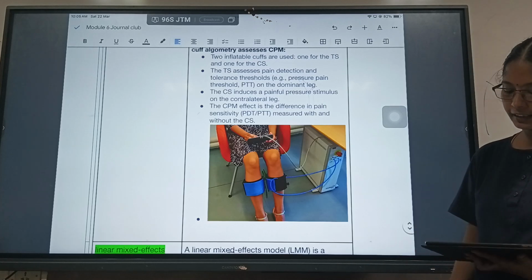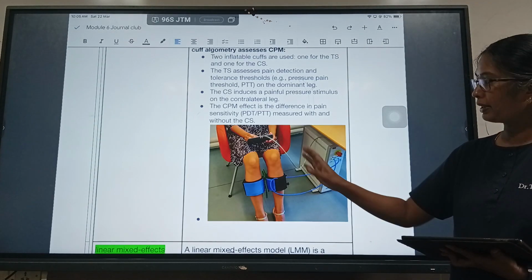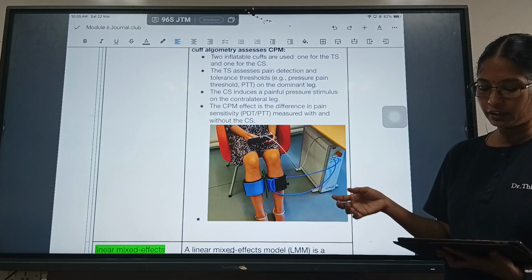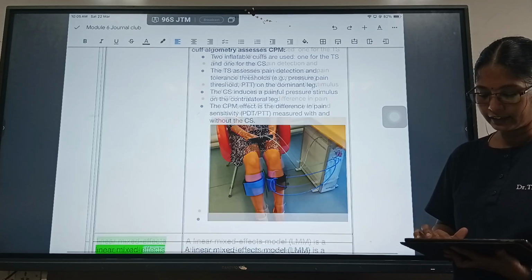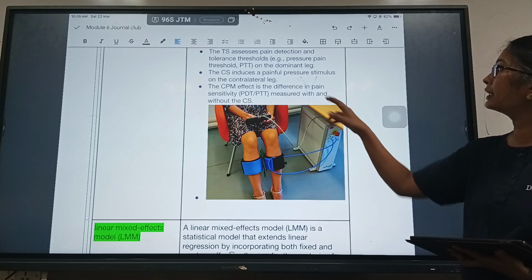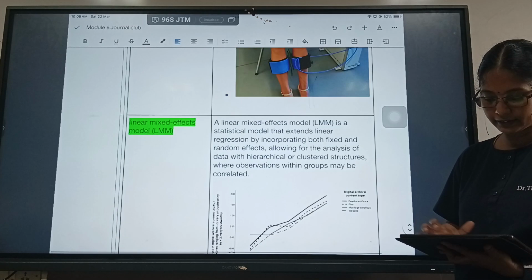The test stimulus assesses the pain detection and tolerance thresholds on the dominant leg. The conditioning stimulus induces a painful pressure stimulus on the contralateral leg. So the CPM effect is the difference in the pain sensitivity measured with and without the conditioning stimulus.